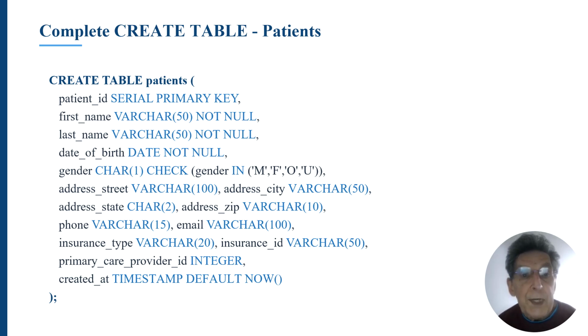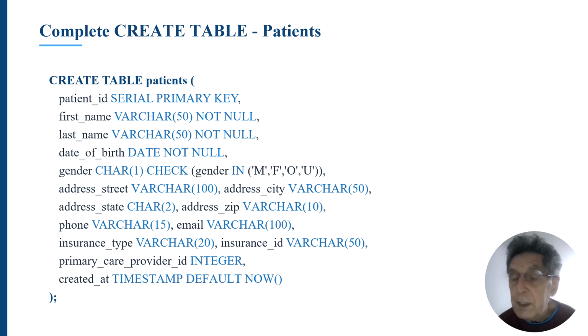All right, let's look at create table patients. This is a production-ready patients table definition. Patient ID is serial, which means the system is going to automatically assign sequential numbers. It's the primary key. It's auto-incrementing. It's a unique identifier. First name and last name being varchars, not null means names are required. You can't have a blank name field.